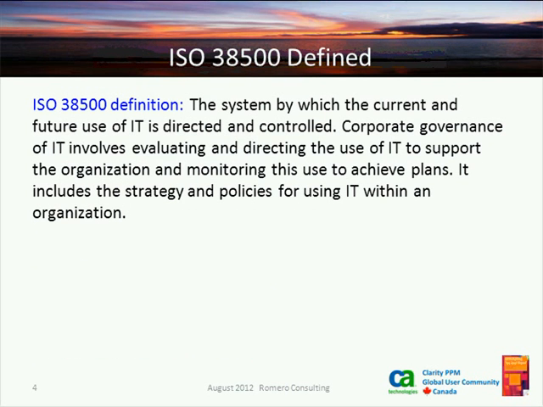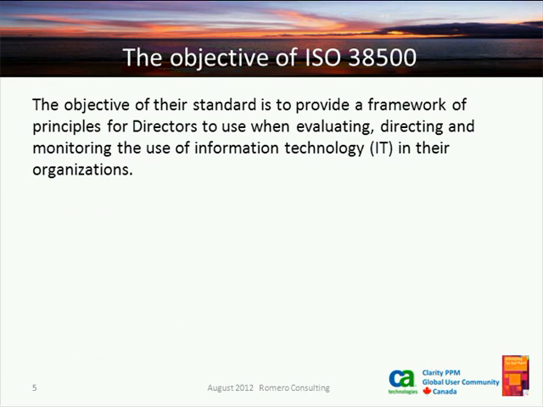So the ISO definition for IT governance: the system by which the current and future use of IT is directed and controlled. Corporate governance of IT involves evaluating and directing the use of IT to support the organization and monitoring the use to achieve plans, including strategy and policies for using IT within an organization. So rather wordy definition, but there are three major words in there that you need to pull out, and that is evaluate, direct, and control. And we'll make more reference to those, but keep those in mind. Governance, according to ISO, is about evaluating the organization, then directing them, and then monitoring them to ensure that they're doing what you've just directed them to do.